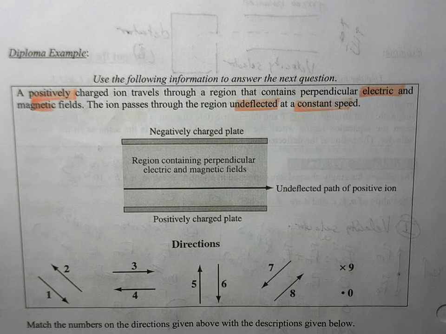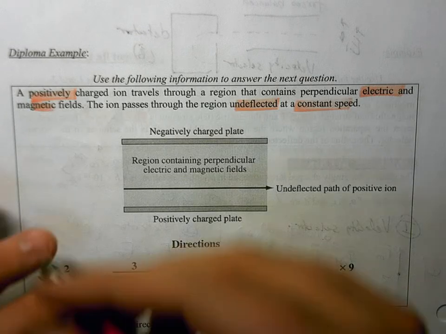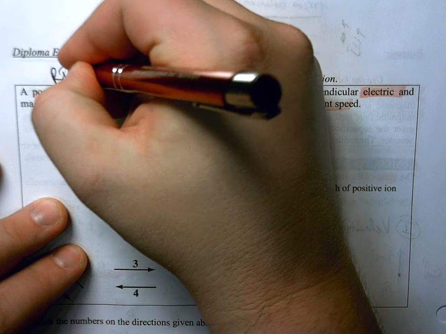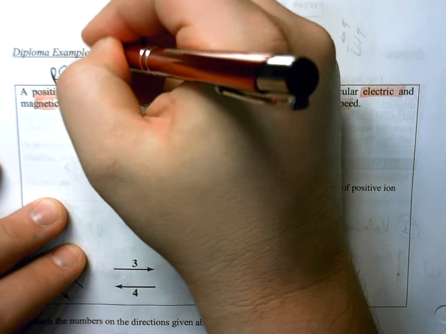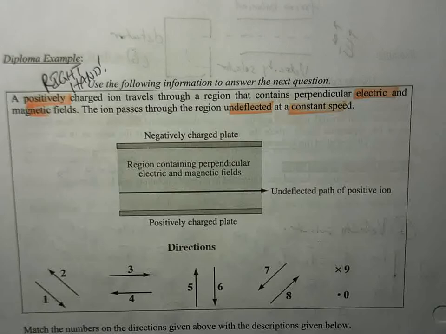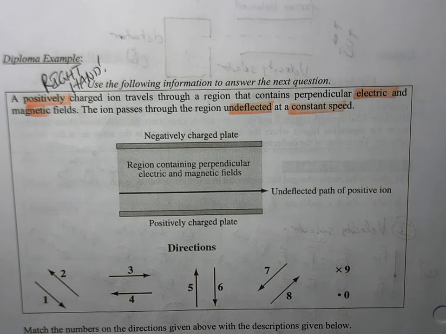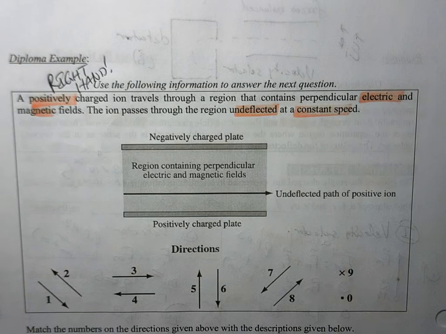First of all, positively charged. If we're doing anything with hand rules, this is going to be the right hand. And that's the first big trap they're trying to get you on, because we're so used to dealing with negative charges, we want to use that left hand. In this case, we're going to use the right hand.